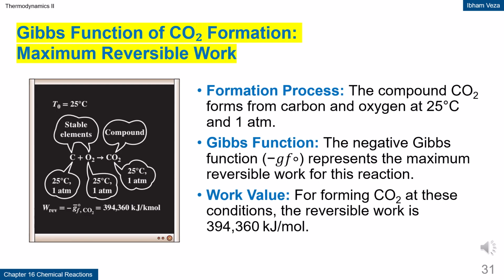Gibbs function of CO2 formation. The formation of CO2 from carbon and oxygen at 25 degrees Celsius and 1 atmosphere can be analyzed using the Gibbs function. The negative value of the Gibbs function of formation represents the maximum reversible work obtainable from the reaction. For this reaction, the value is about 394,360 kilojoules per kilomole. This quantity is slightly different from enthalpy because it already accounts for entropy effects. This concept links chemical reactions to the theoretical limit of converting energy into work.